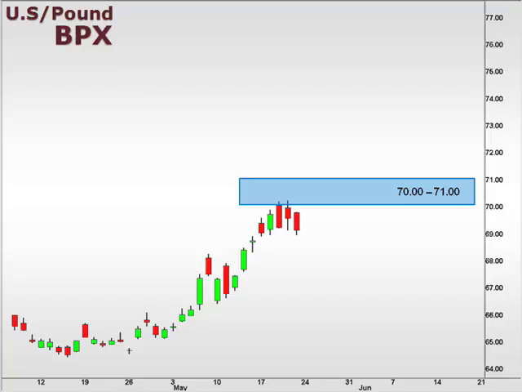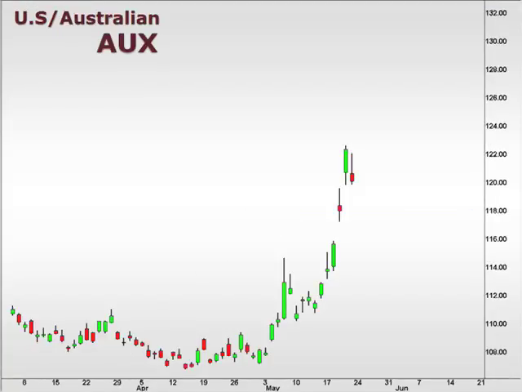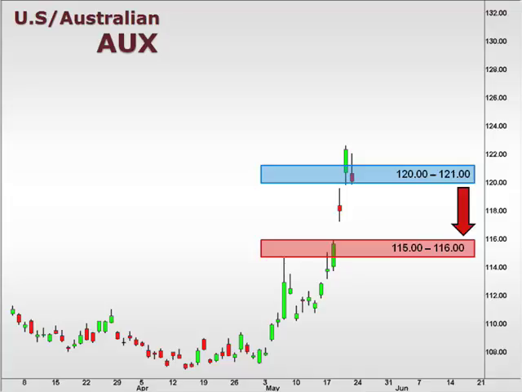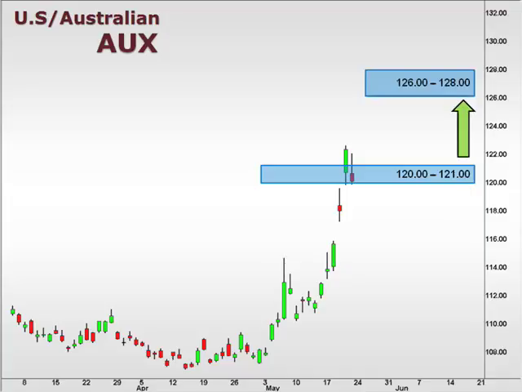Well, the U.S. dollar gained some considerable ground as well against the Australian dollar this week. Now, the AUX traded through our near-term support at 115.116 to test resistance at 120.121. It is not unrealistic to expect some retracement that may be as deep as this 115.116 focal zone. However, a continuation higher will have us targeting the 126-128 box in the bigger picture.